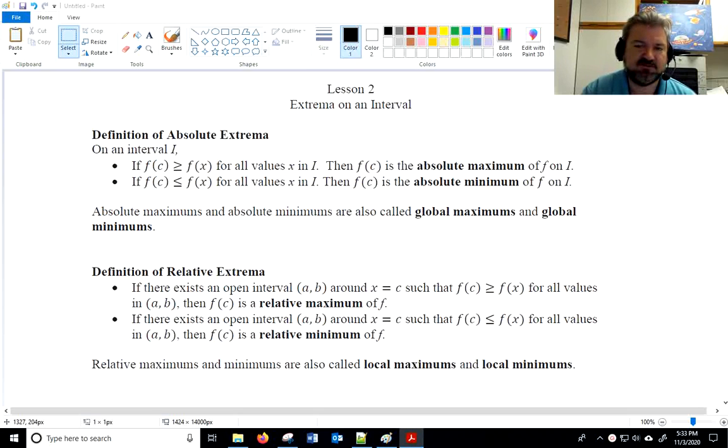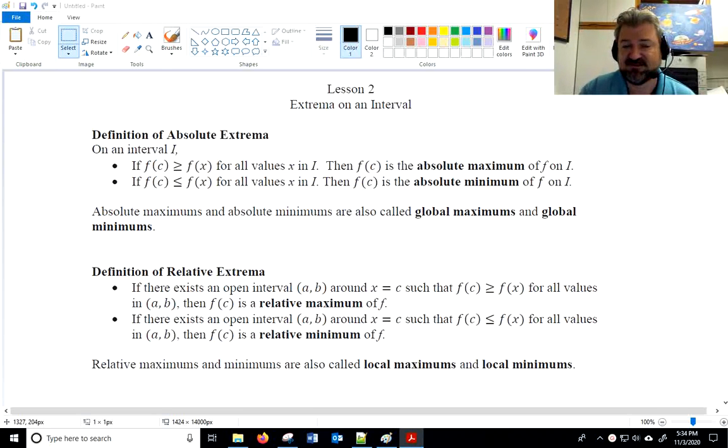So first thing I like to do is describe what I call absolute extrema. On the interval I, if f of c is greater than or equal to f of x for all the values of x in I, then we call it an absolute maximum. So we're just saying it's the highest y value. Maybe it ties another one, but that y value is what we call the maximum. So when we talk about a max, we're talking about a highest y value, highest f of x value.